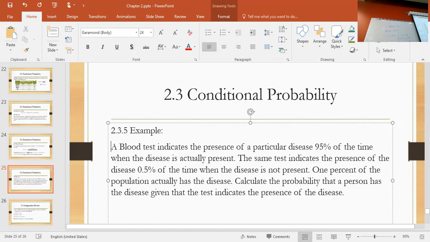So we are going to make our tree diagram. A person is selected, that person might have a disease or might not have the disease. This could be positive, given the disease, or negative. Positive or negative. If a person is selected at random, what is the probability that the person has the disease?